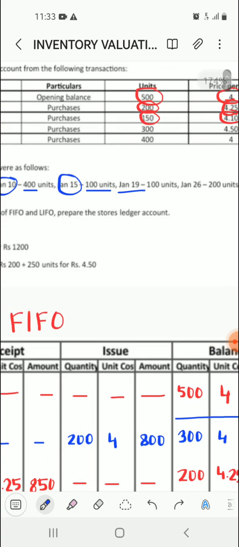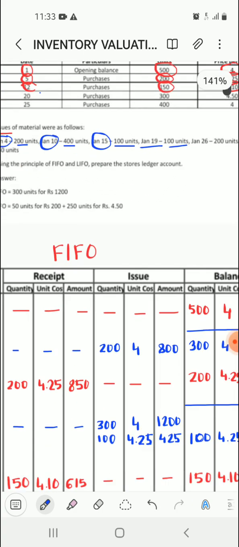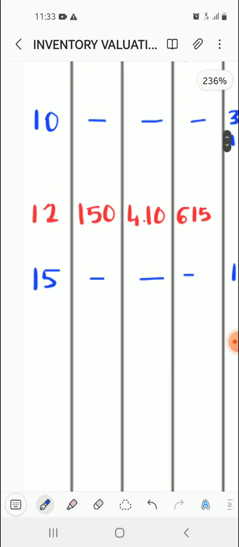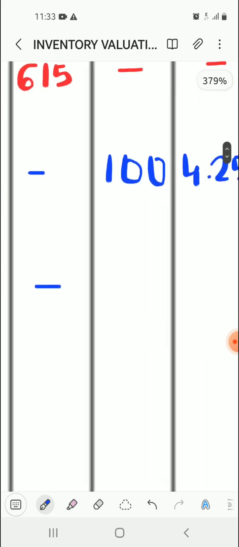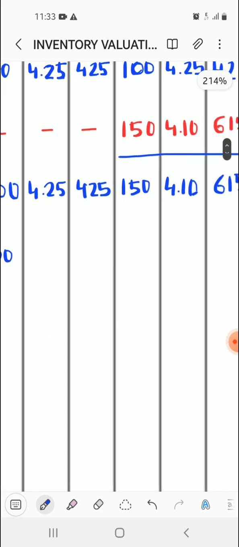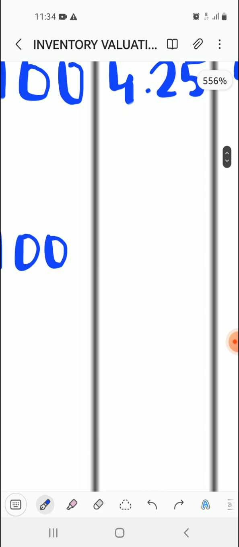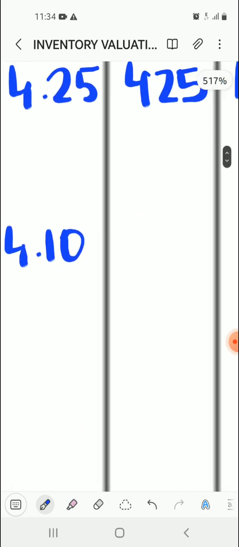So issue comes first, Jan 19, 100 units. So let's write Jan 19. There was issue, no purchases. So nothing to write here. Issue of 100 units. Now you see, we are left with this only of 150 units of 4.10. Therefore, we are going to write 4.10 over here. Multiply 100 into 4.10, that comes to 410.